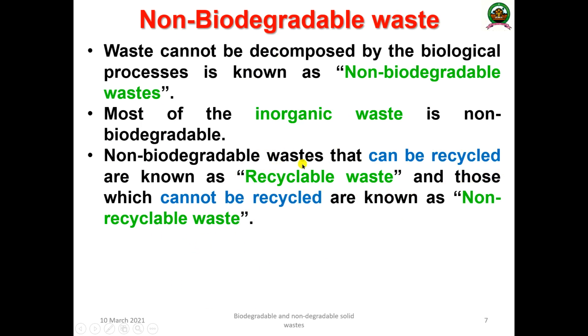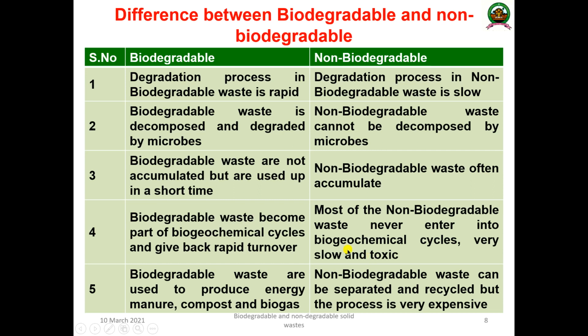So this non-biodegradable waste, based on the recycling capacity, is divided into two groups. One is recyclable waste, the next is non-recyclable waste. Recyclable waste is the waste that can be recycled, and the waste that cannot be recycled is known as non-recyclable waste. And these are the major fundamental differences between biodegradable and non-biodegradable waste.